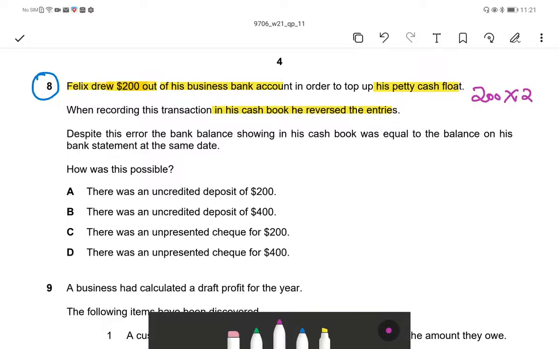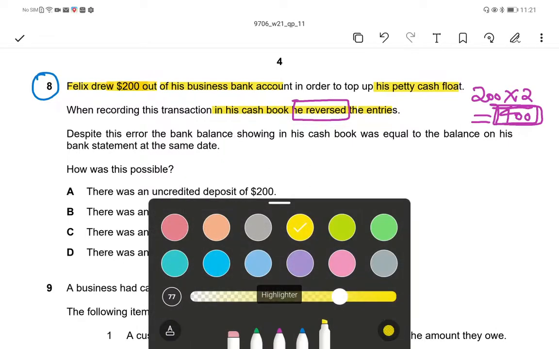200 times 2 is 400 on the debit side. It becomes a 400 difference. The amount did not end up on the actual credit side, but on the reverse, opposite side, the debit side. So it will have a double effect of 400.